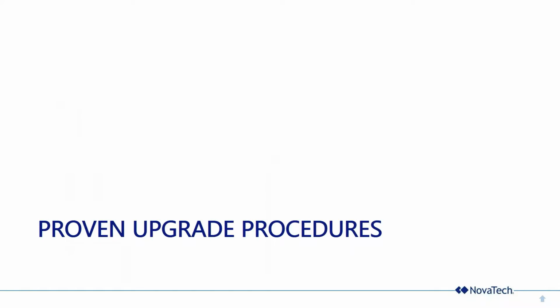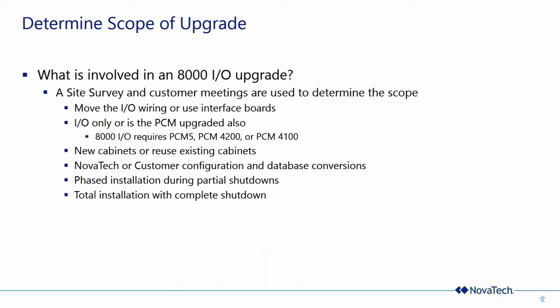All right, that's kind of the 8000 I/O overview. I can talk a whole lot longer about 8000 I/O, but I don't have the time, so I'm not going to. So let's talk about proven upgrade procedures. It's important. Doing an upgrade is a complicated procedure. It's important to get it right. You want your plant to come down and come right back up and keep on running, making you money. So we have procedures that work.